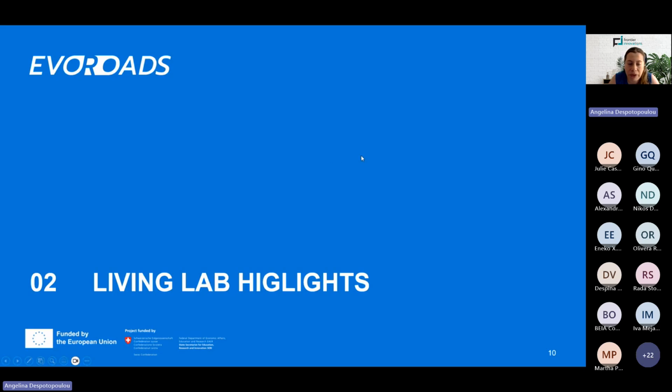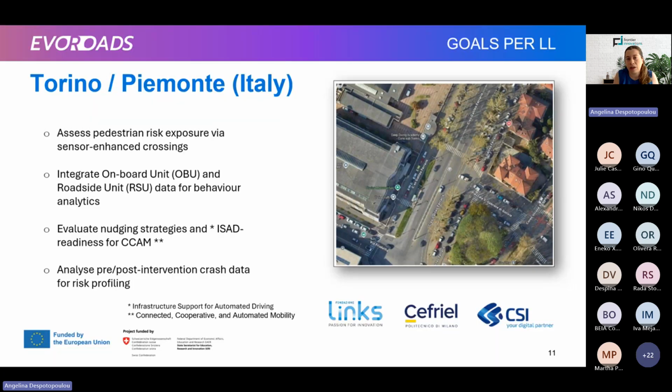We can start now with some highlights from our living labs. Of course, I will not have the opportunity to go through all of the requirements one by one that have been collected from the various living labs. But I will just give you a very top-level presentation of what each one is aiming to achieve.